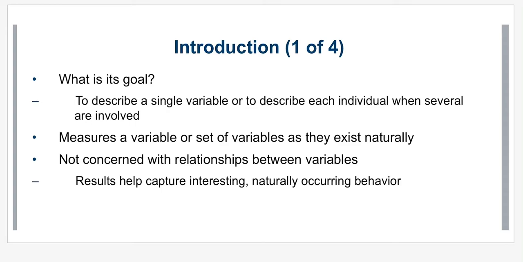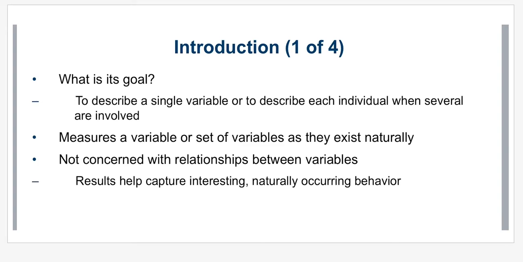Again, the goal is to describe a single variable, or if there's multiple variables we're interested in, we're going to describe each of them individually. And then we're measuring the variables or the set of variables as they exist naturally, where there's, again, no manipulation, nothing like that. This is not experimental. And then it's not concerned with relationships between variables. Again, we're just describing the variables themselves.